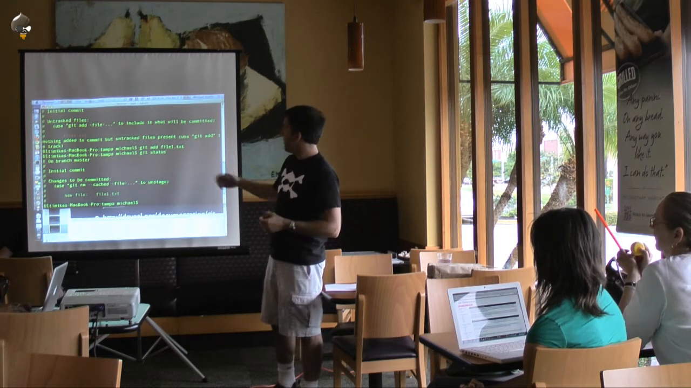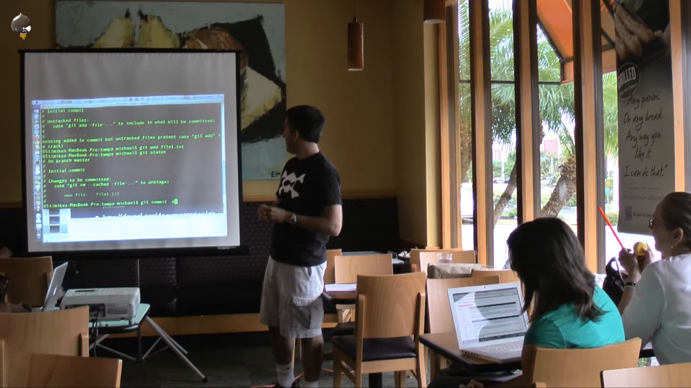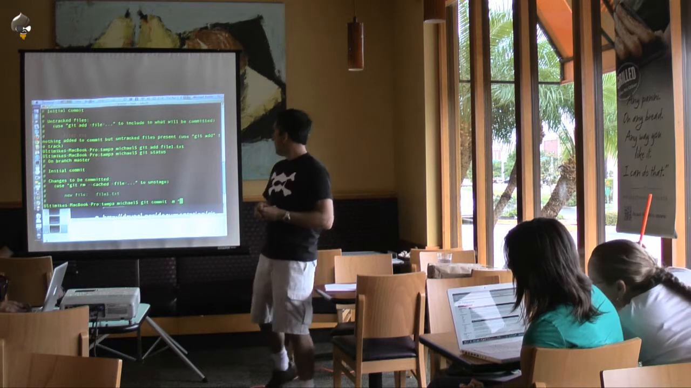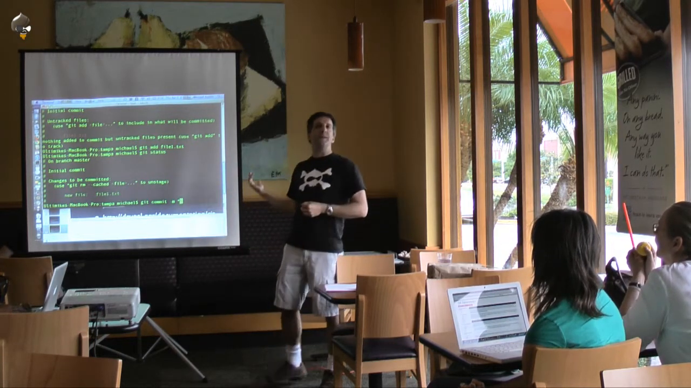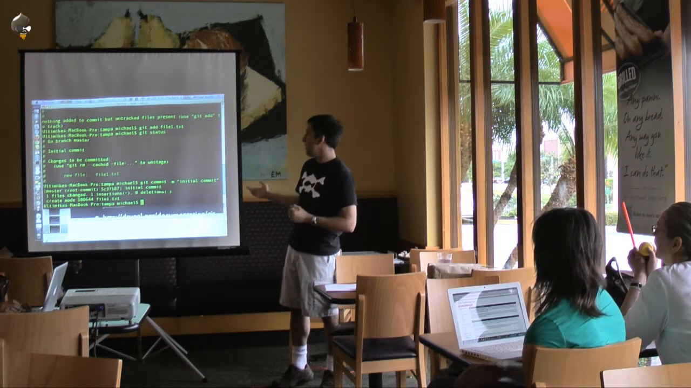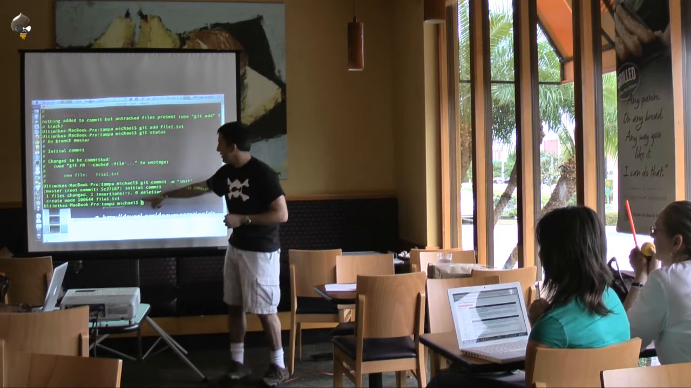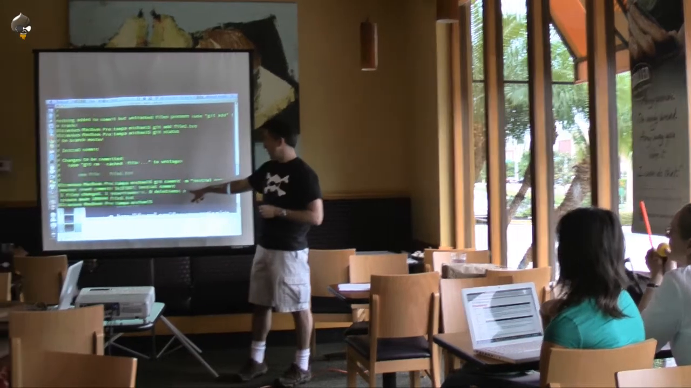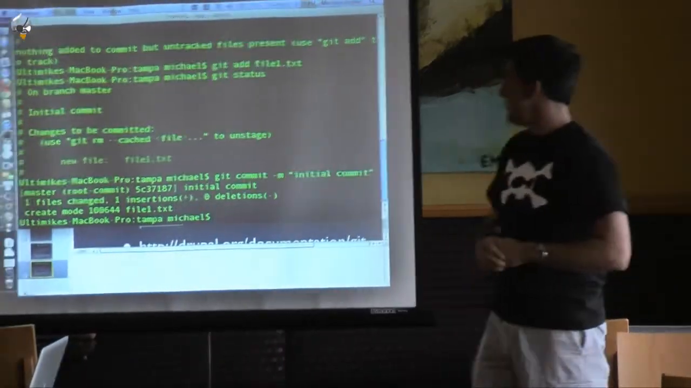So we're going to go ahead and do git commit dash m, m as in message, space single quote. And then we want to give it a message. So we're going to just say initial commit. And then hit enter. Okay, so what happened here? It says one file change, one insertion. This basically means that we added one line of text to that file. No deletions. Create mode, that's just some permission stuff.